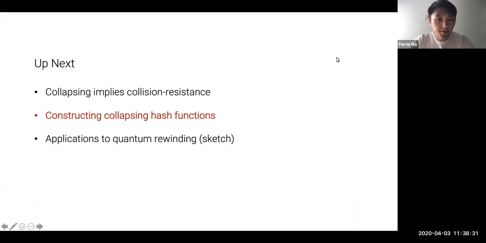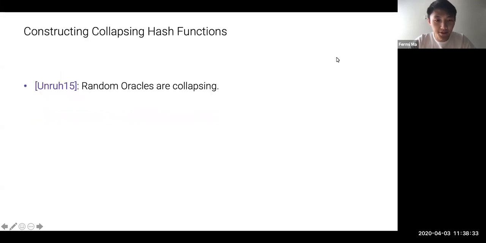So now how do you actually construct collapsing hash functions? In the first paper, Unruh 16, which defined this notion of collapse binding commitments and collapsing hash functions, they weren't able to come up with a standard model construction of collapsing hash functions and left that as an open problem. But they did show through quite a bit of work that random oracles at least are collapsing. So there is some hope that this is a reasonable, achievable notion.